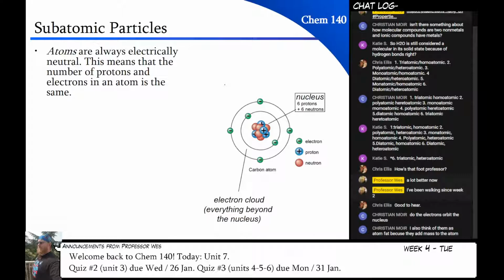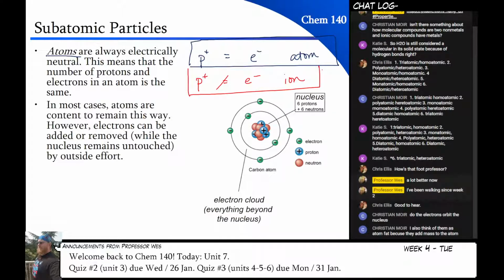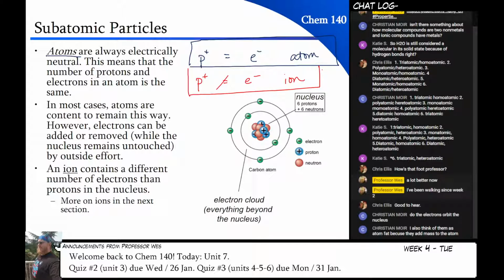Now, if you have an atom, and we've been talking about atoms all day, atoms are electrically neutral. So what that means is that the number of protons will equal the number of electrons. Now, it is possible to change the number of protons and electrons so that they are not the same. This would be called an ion. And we're going to talk about ions in Unit 9. That's where we're going to start after the midterm.